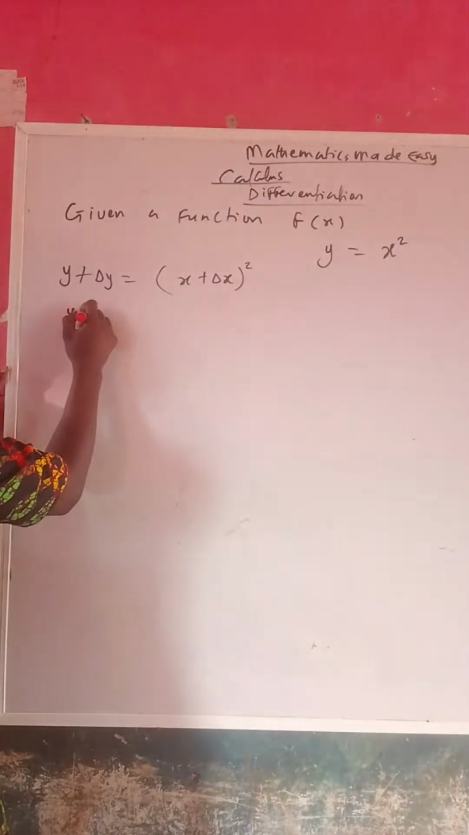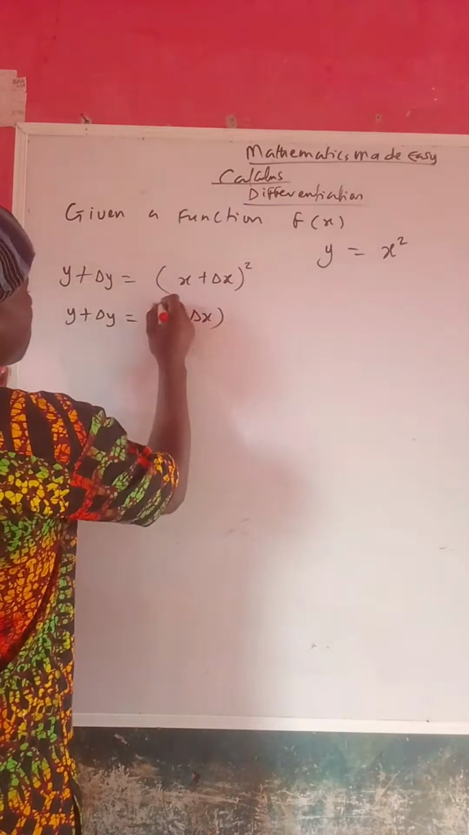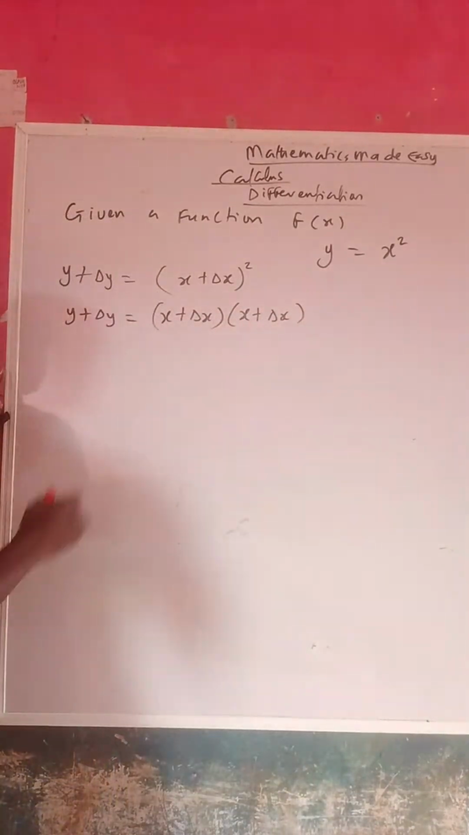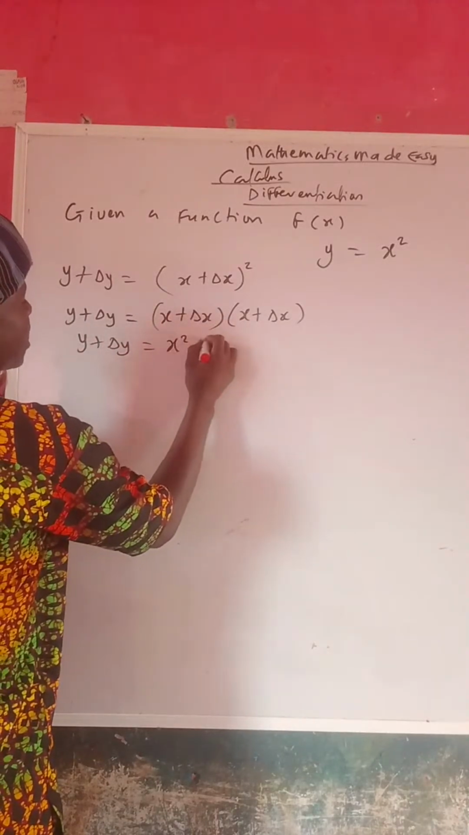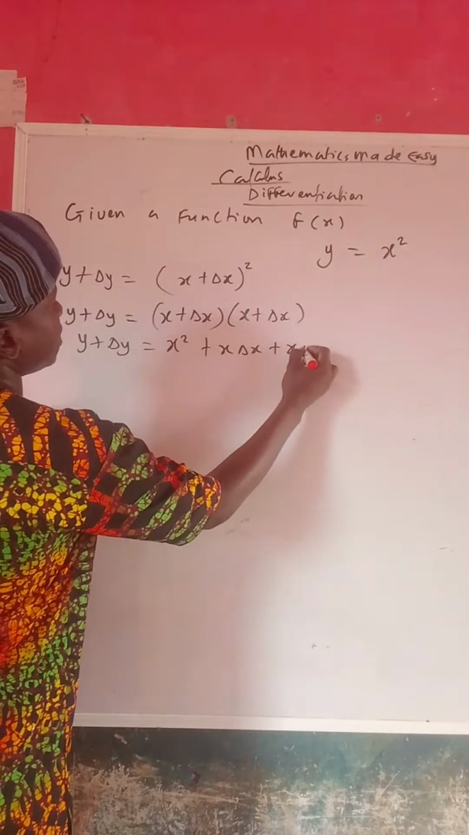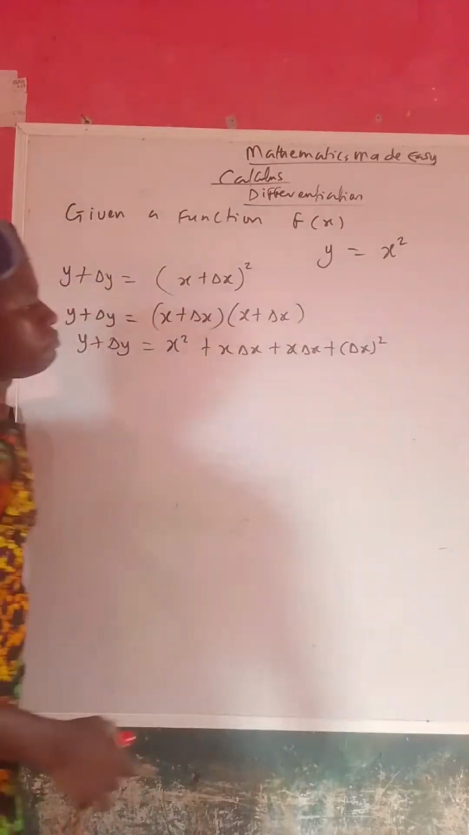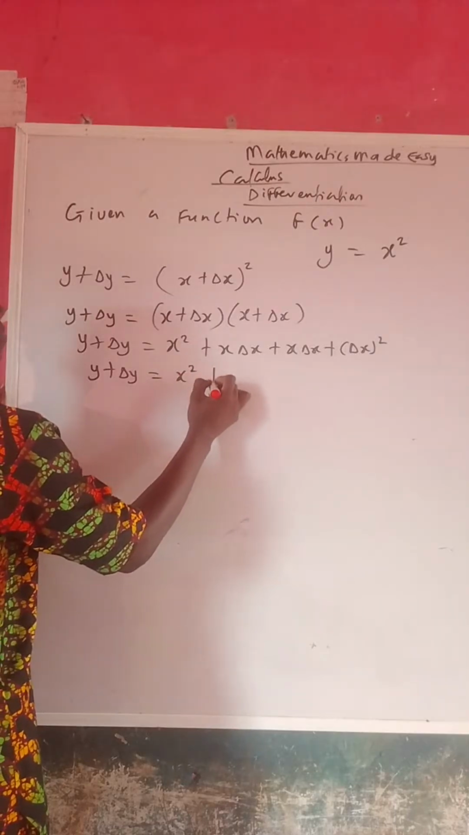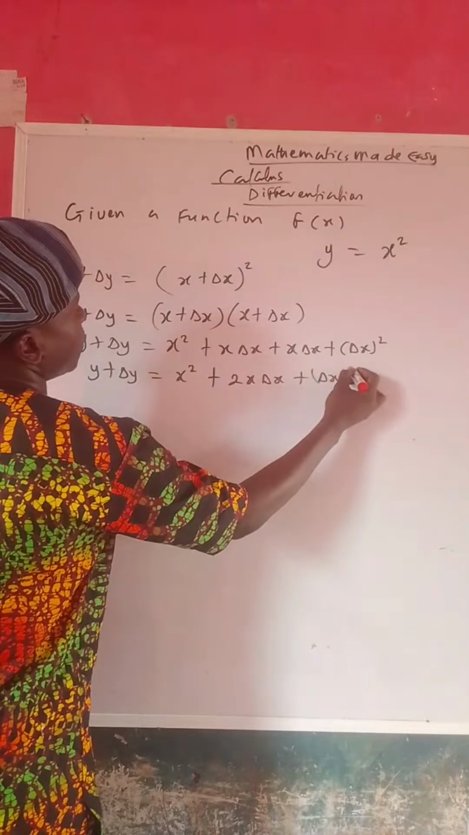So we're going to have y plus change in y equals x plus change in x multiplied by x plus change in x. So we have y plus change in y equals x to the second power plus 2x change in x plus change in x to the second power.